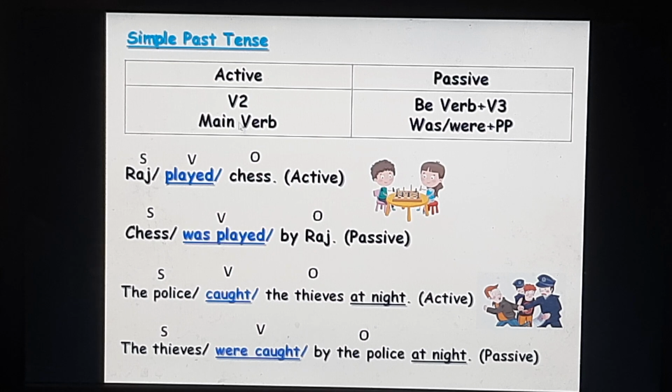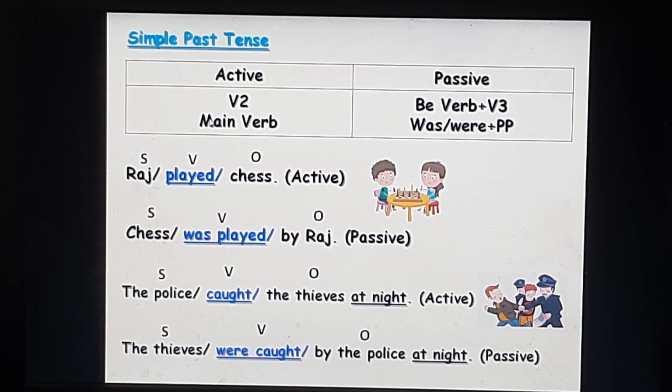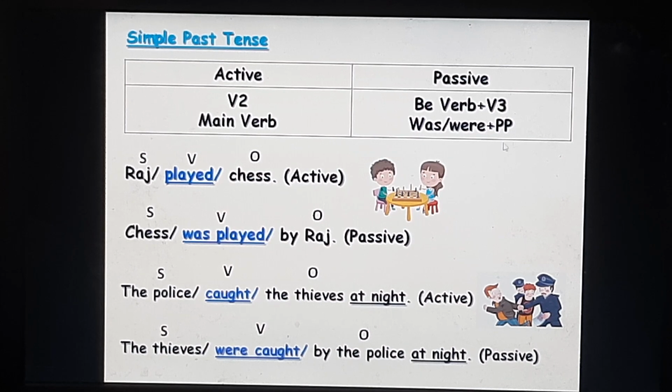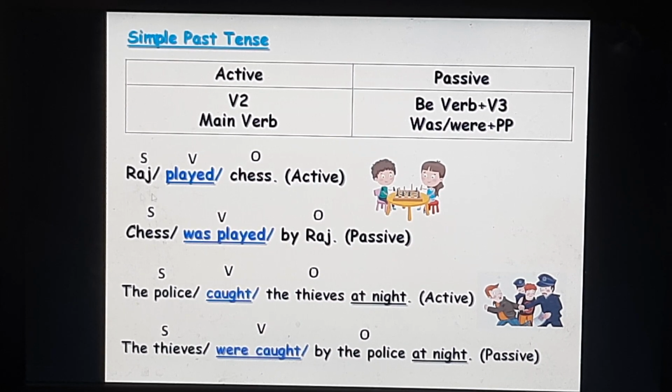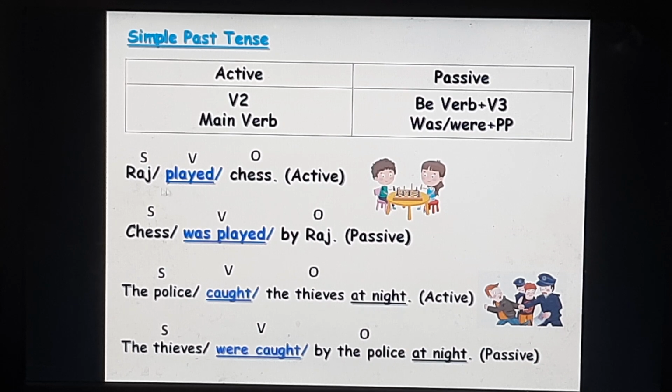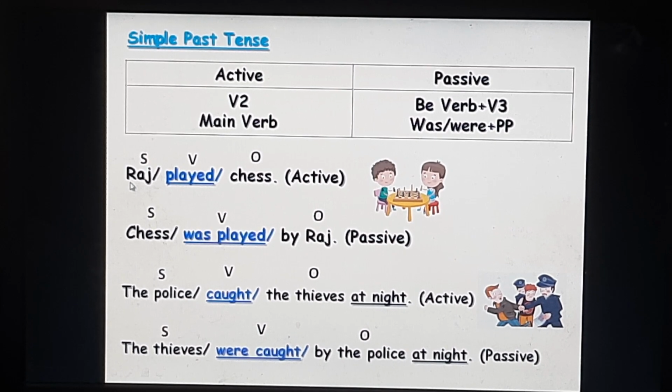Now let's go to the simple past tense. In the active voice, the verb is the main verb, V2 form, and in the passive voice, it is the be auxiliaries was, were plus the past participle form. Raj played chess. Active voice, Raj is doing the work.